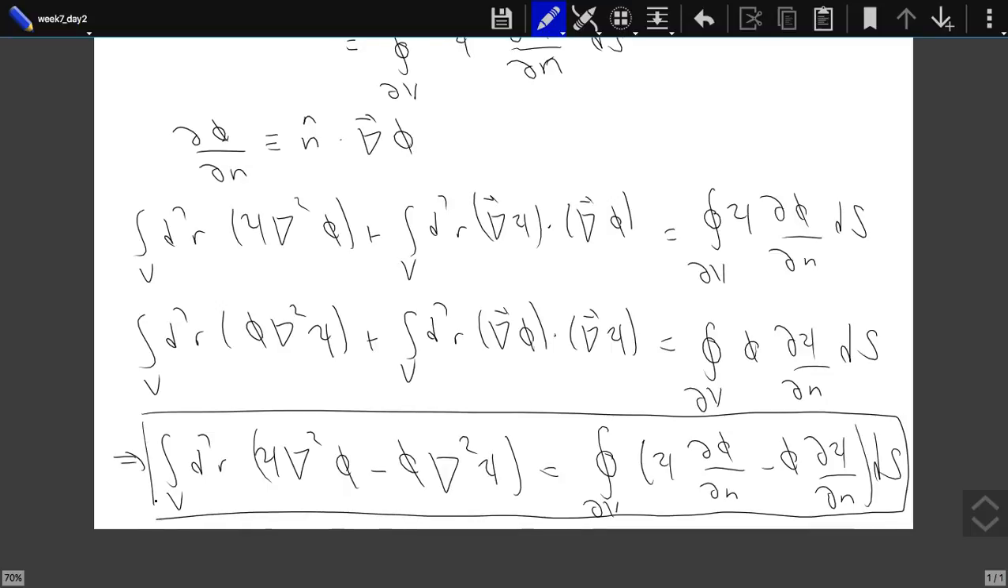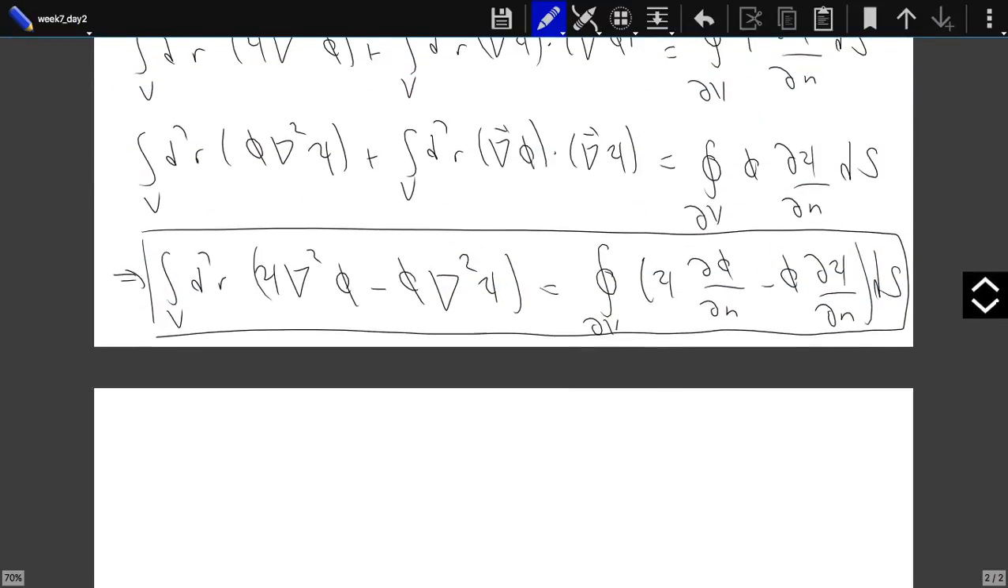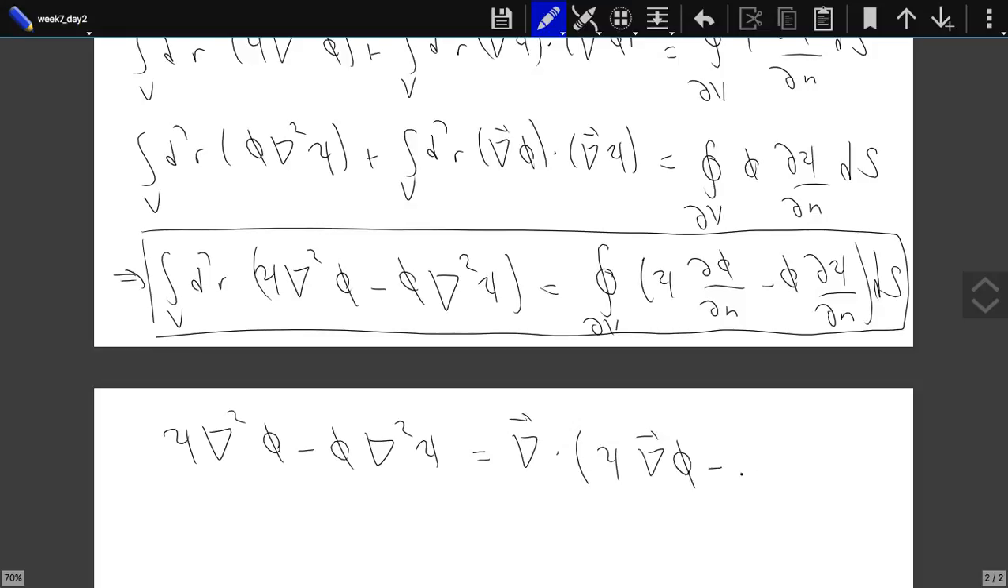Well, if you want, you can even obtain this theorem directly by noting that this difference is nothing but the divergence of psi gradient of phi minus phi gradient of psi. So if you integrate over a given volume, the right-hand side just becomes a surface integral. This is true for any function, whatever function you can think of. So this is the second Green theorem.